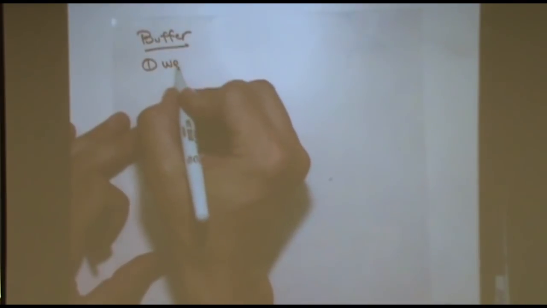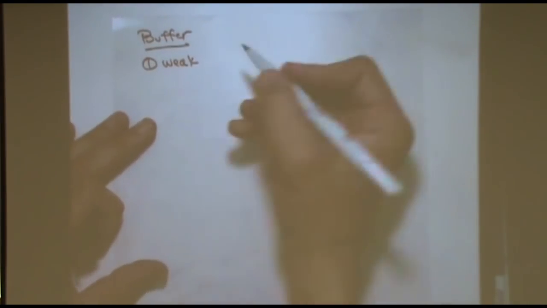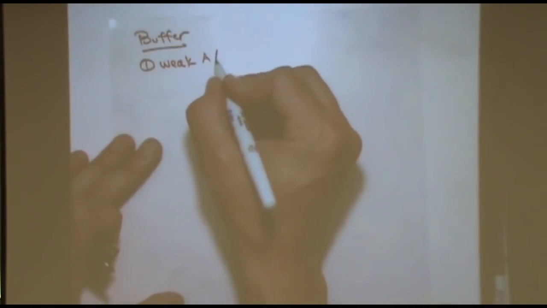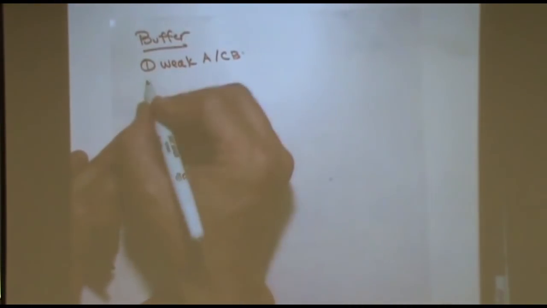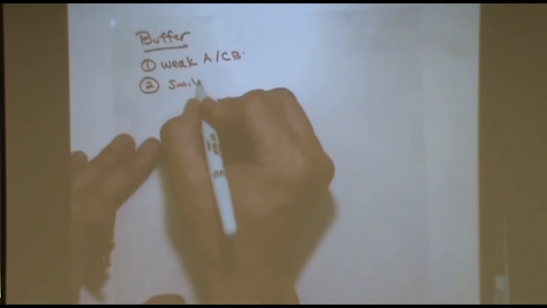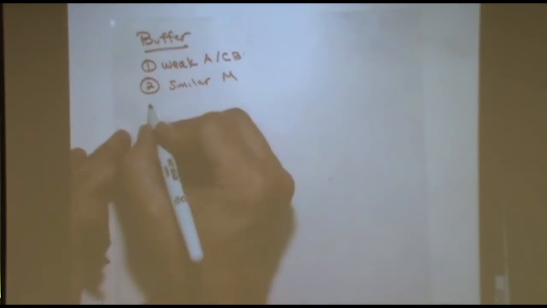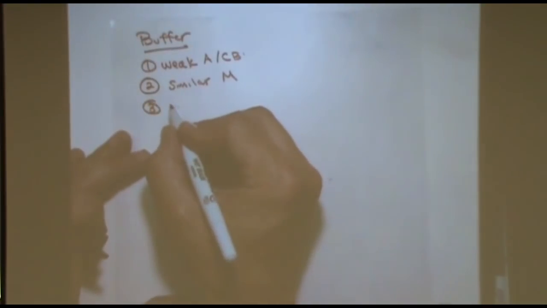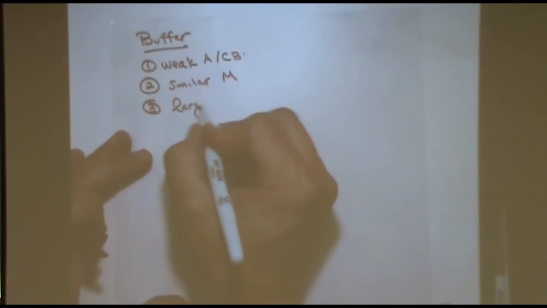What makes a good buffer? You need three parts for a buffer. One, you need a weak acid and its conjugate base, or a weak base and its conjugate acid. Two, they need to be of similar molarity. And three, you need a relatively large volume.